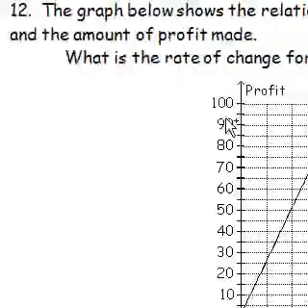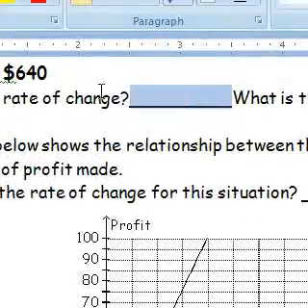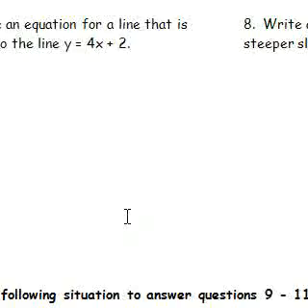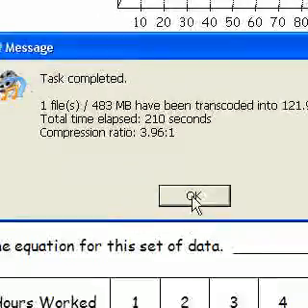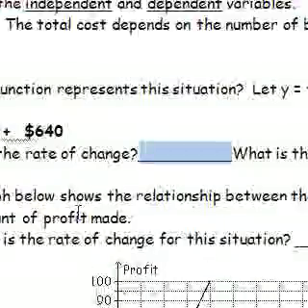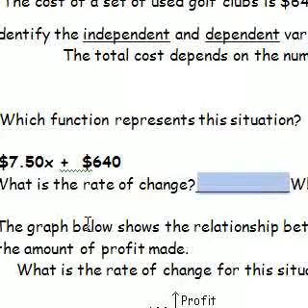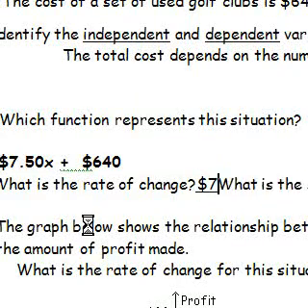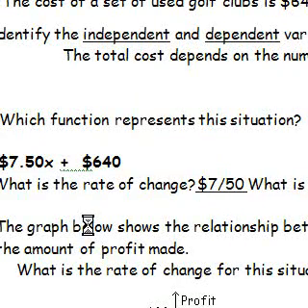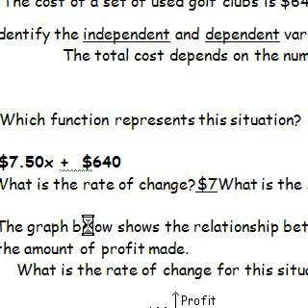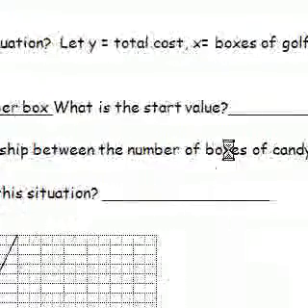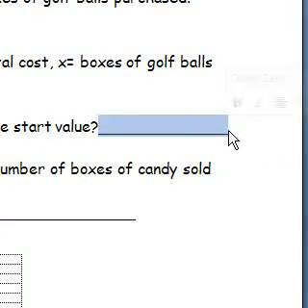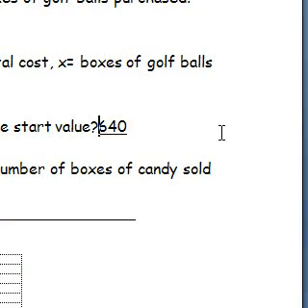What is the rate of change? This is kind of review, so that's why we're going through this a little bit quicker. This is exactly what test 4 was all about. The rate of change is $7.50 per box, and the start value, $640.